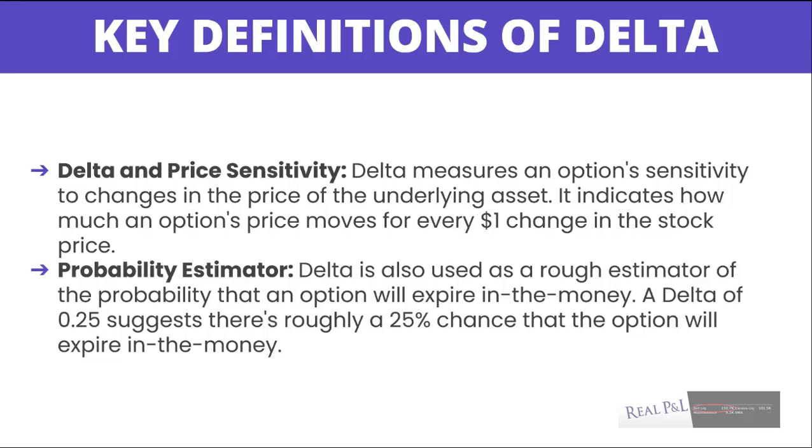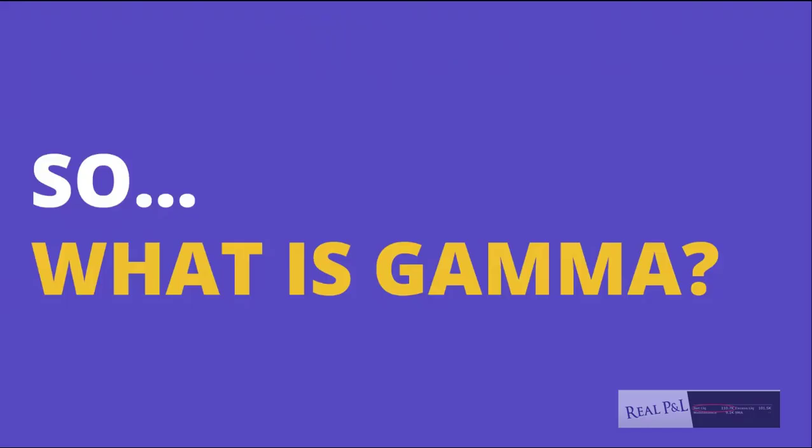Probability estimator. Delta is also known as a rough estimator of the probability that an option will expire in the money. A delta of 0.25 suggests a roughly 25% chance that the option will expire in the money. So what is gamma?